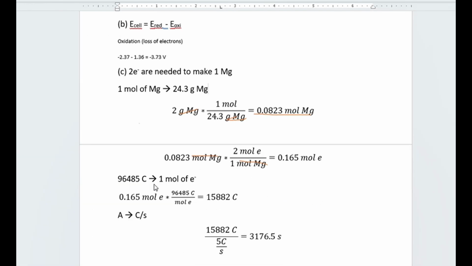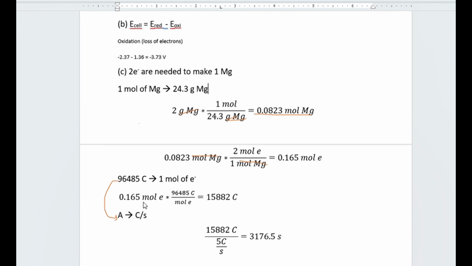Now this is Faraday's constant. 96,485 coulombs is the charge carried by 1 mole of electrons. Now I'm going to find out how much charge is carried by 0.165 moles of electrons. Why am I doing this? Because charge and current are related, as you can see over here. An ampere is equal to coulomb divided by time. So current is basically charge over time. So I'll see what charge these electrons carry, and then I'll divide this by 5 coulombs per second to get the total time.